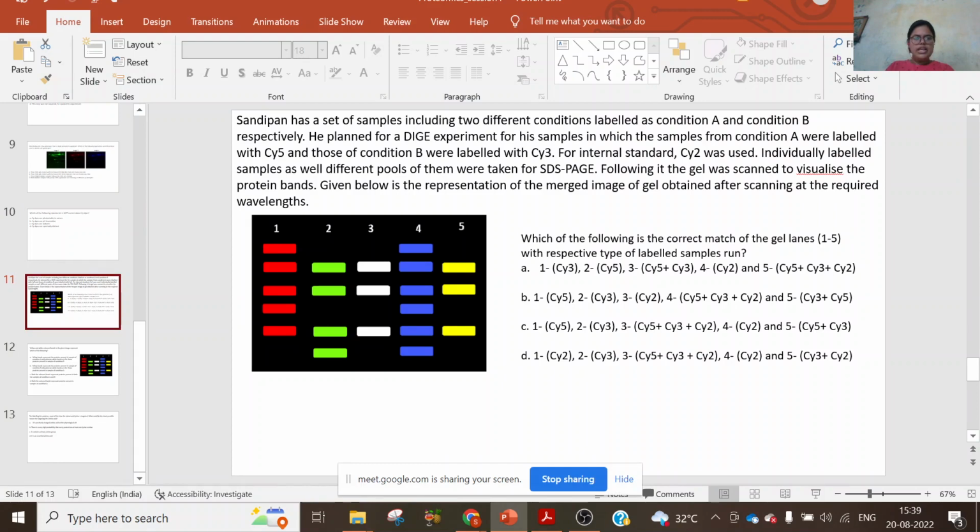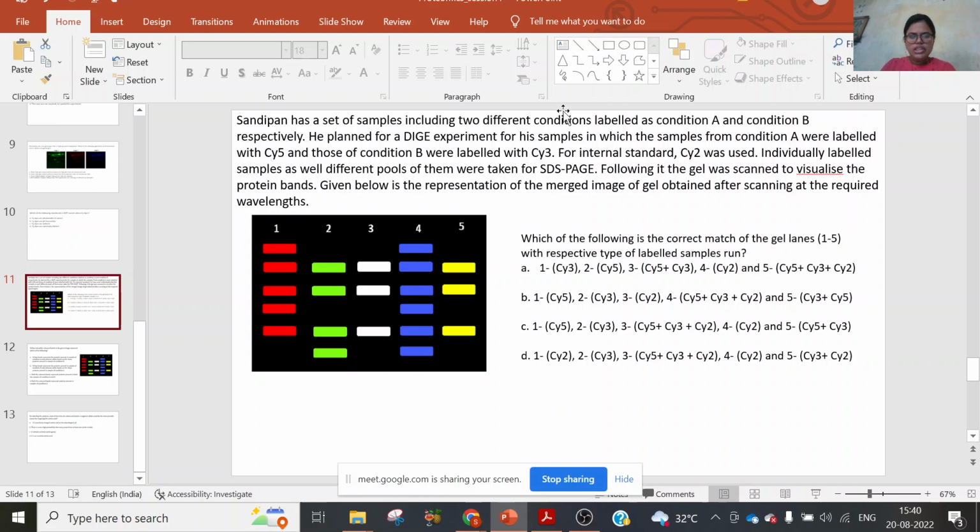So Sandipan has a set of samples including two different conditions labeled as condition A and condition B respectively. He planned for a DIGE experiment for his samples in which the samples from condition A were labeled with Cy5 and those of condition B were labeled with Cy3. Okay. So this is important information. Samples A were labeled with Cy5 and samples B were labeled with Cy3. For internal standard, they are using Cy2.